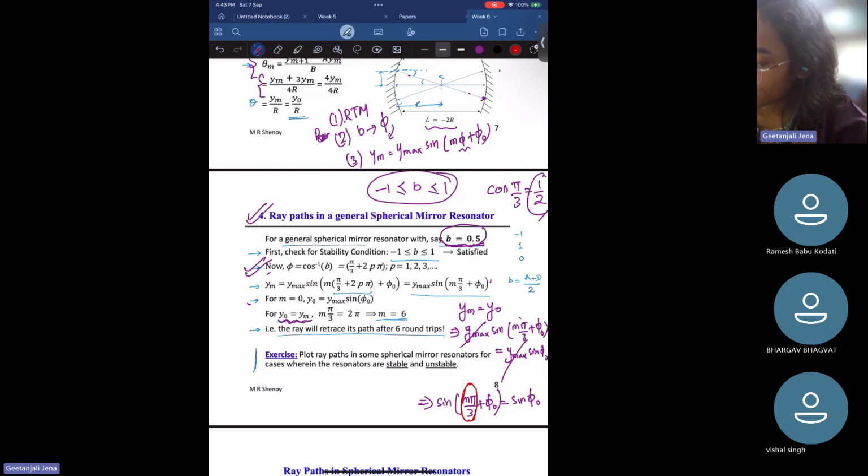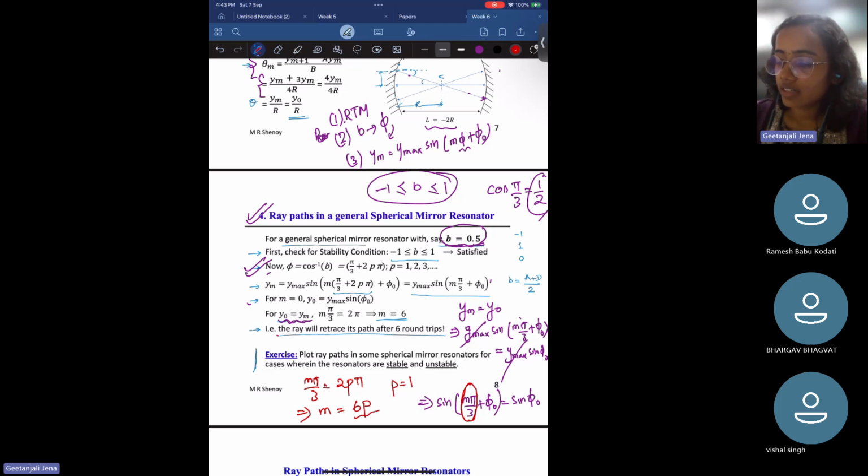So this means m pi by 3 is an integral multiple of, let's say, 2p pi. That means m is nothing but 6p. And if you want to find the minimum number of round trips, for that we have to take p equal to 1. So that means m equal to 6. This indicates that the ray will retrace the path after 6 round trips.